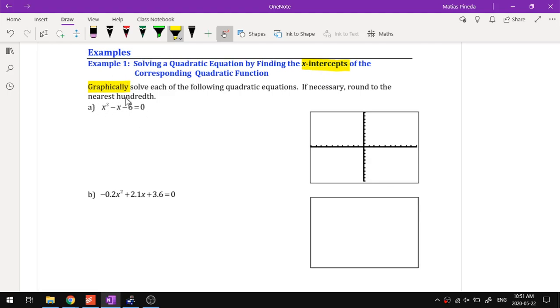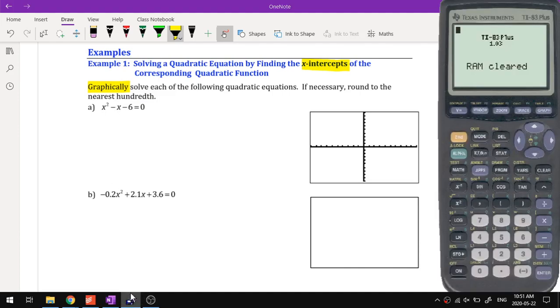So let's look at this first example here. We're going to pull up our graphing calculator. We press y equals, and we're going to graph this. So it's going to be x squared minus x minus 6. Press graph. There's our quadratic equation. The x-intercepts are the x-coordinates where this graph is crossing the x-axis. So these 2 points right here.